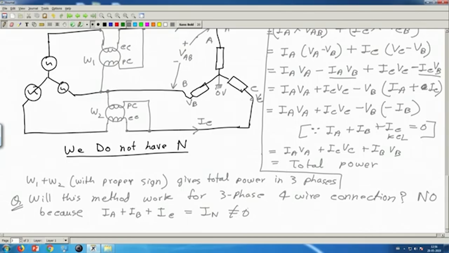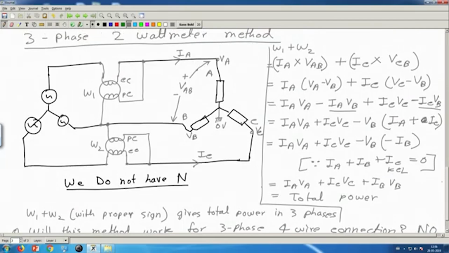But yes, of course, you may say that if the load is perfectly balanced, then even if we have a neutral wire, this method will work. But if there is any unbalanced load, any unbalance between these loads, then with the 4th wire, this method will not work.